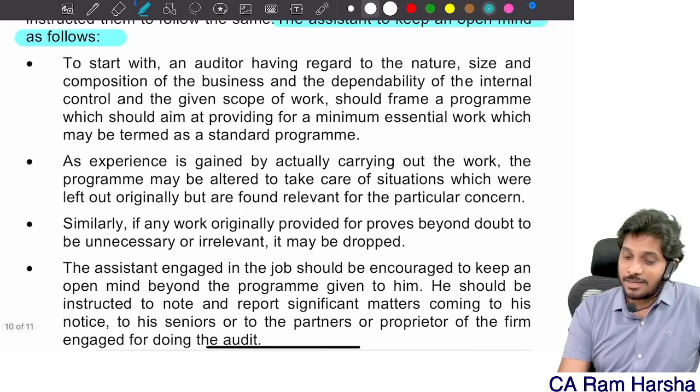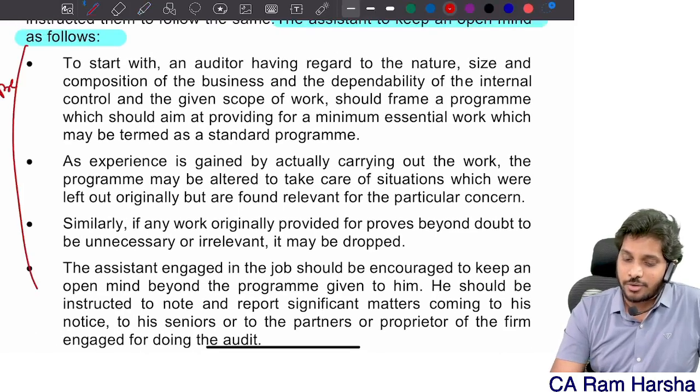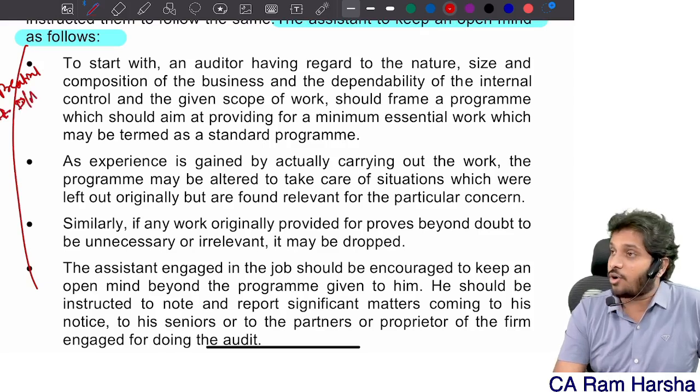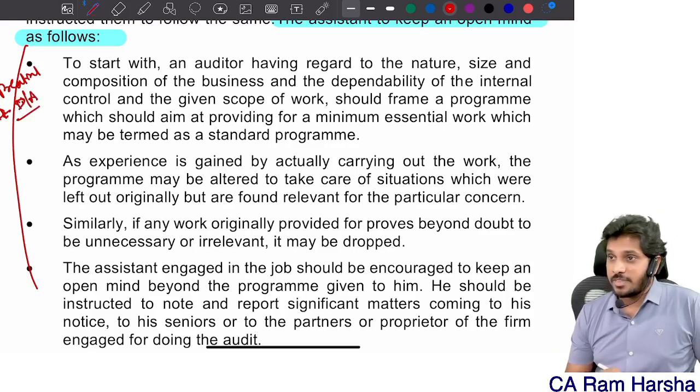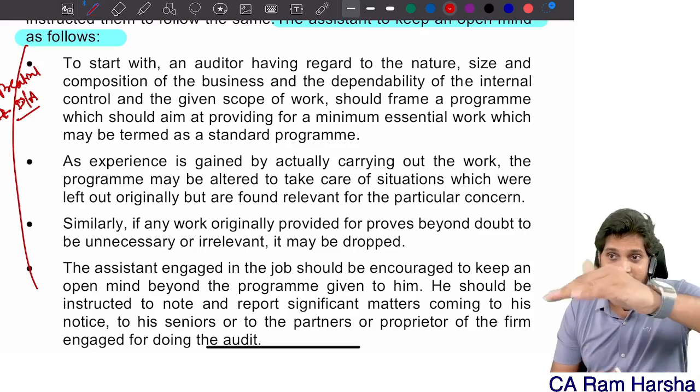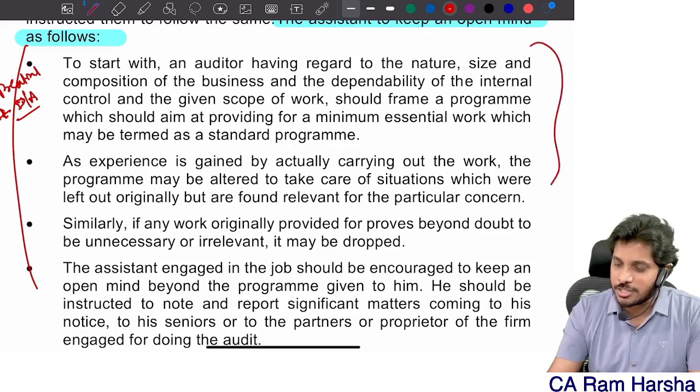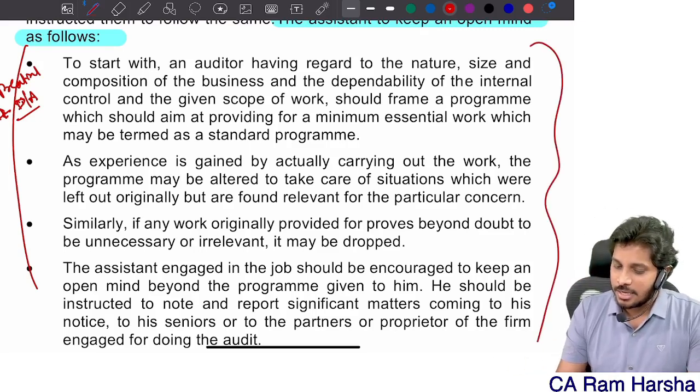This is nothing but precautions. You have a question called precautions to overcome disadvantages of audit program. In audit program, there were 3 parts: the advantages, disadvantages, and precautions to overcome. That precautions they wrote. Getting it?